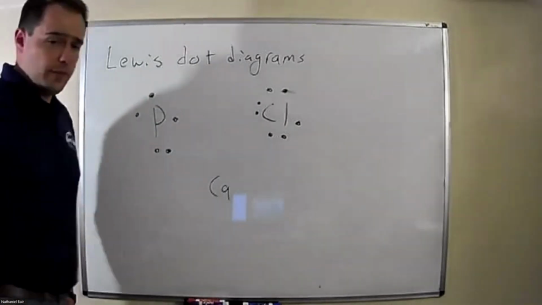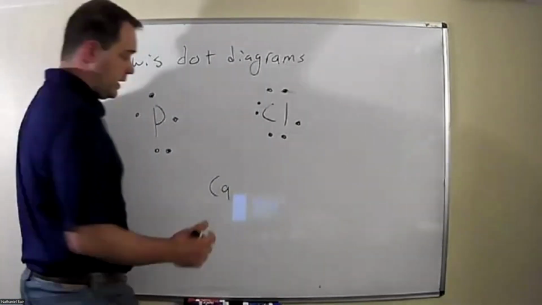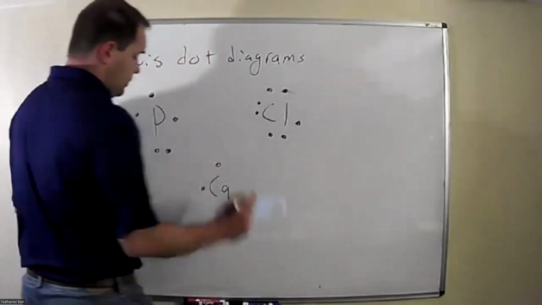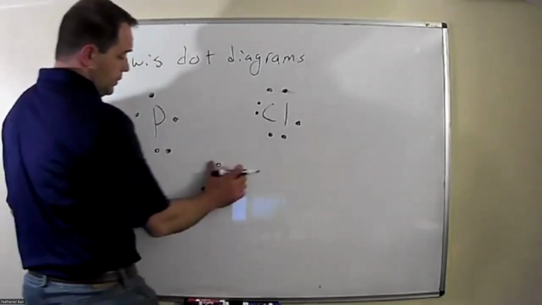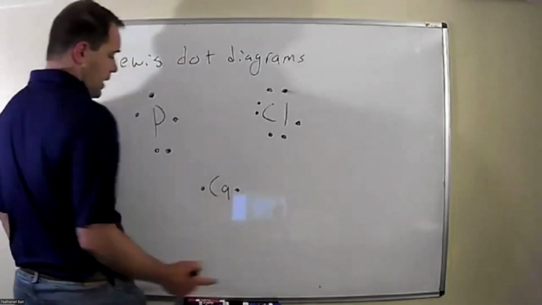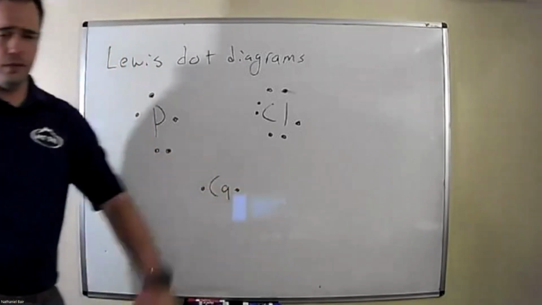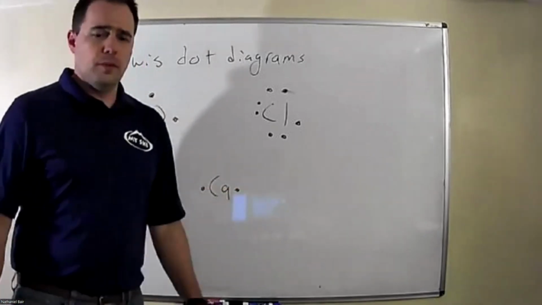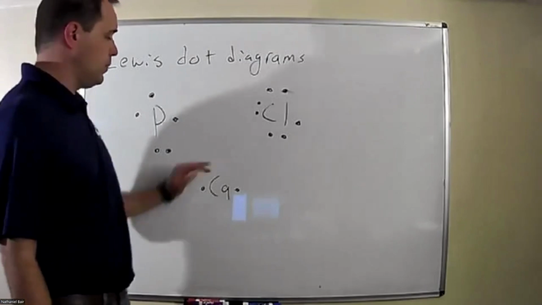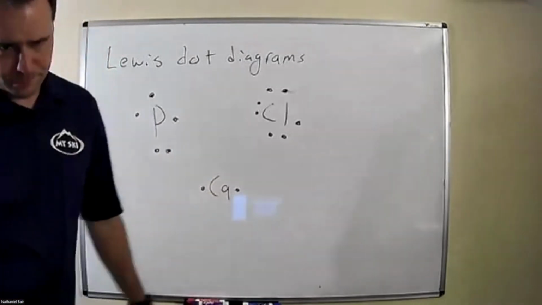If you're going to do the Lewis dot diagram for calcium, calcium's got 2 valence electrons. I don't care where you put them as long as you don't put them together. You could do left and top, left and right, or bottom and right. Whatever, just split them. Make sure they're not paired up, because you've got to put 1 on each face before you pair up.